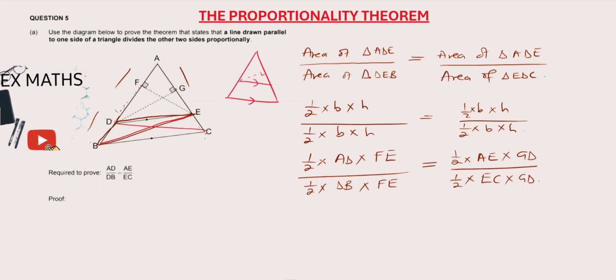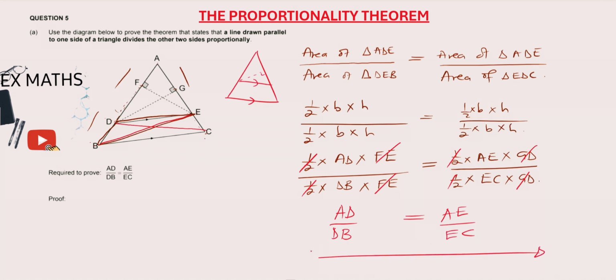Then from there we see what is cancelling out. Half and half cancel out. FE and FE cancel, leaving AD over DB. On the other side, half and half cancel, GD and GD cancel, and we are left with AE over EC. Then we have proved our proportionality theorem. You can check it here: AD over DB, we have AD over DB; AE over EC, we have AE over EC. So this is how we prove the proportionality theorem using areas.